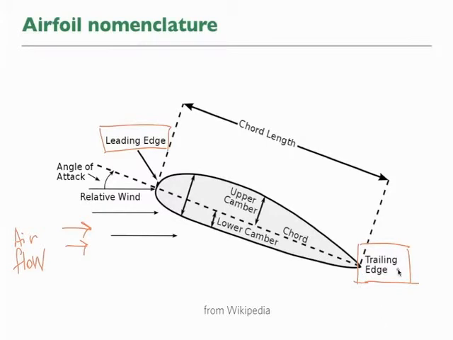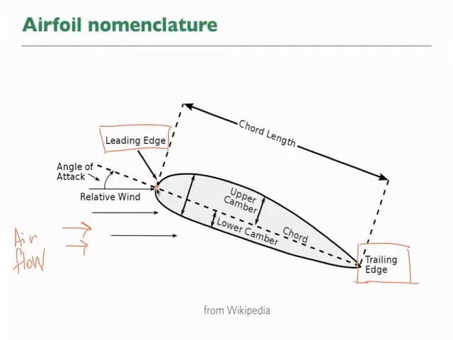The trailing edge is usually pointed, like that. Then the vector of the air, we usually call it the relative wind. We use that terminology for the air hitting an airfoil.